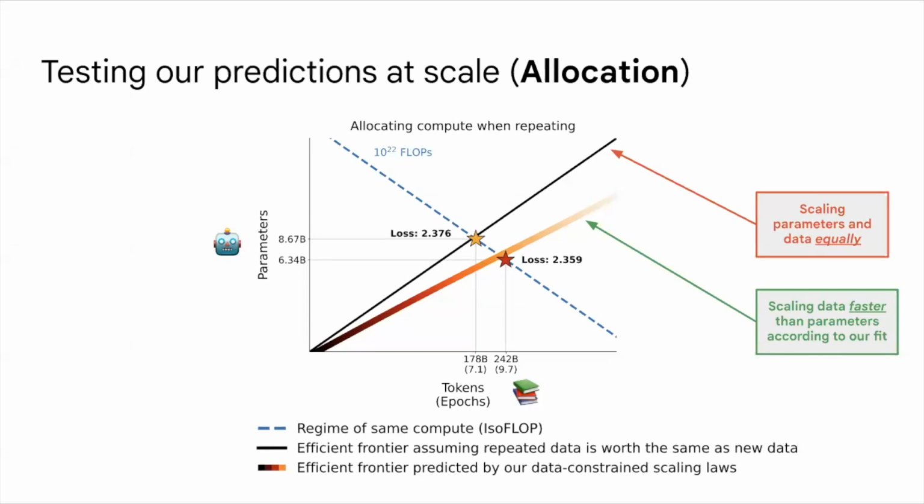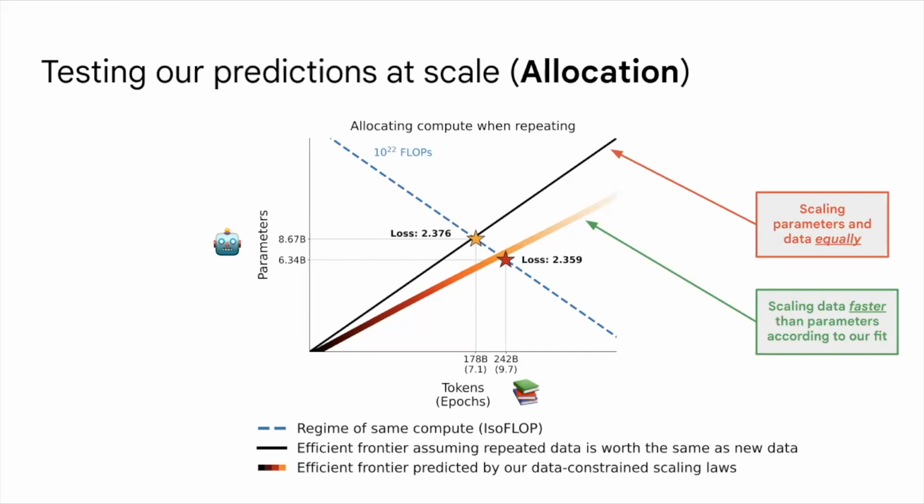And then we train another model that lies directly on the efficient frontier predicted by our formula, the red star, and it has fewer parameters on the y-axis, 6.34 billion, however, much more data, 242 billion tokens. So that's 9.7 epochs. The unique data is the same. It's just that we do more epochs over that unique data, because our fit again suggested that, in that regime, you want to scale compute allocated to data, extra repetitions over your data, faster than excess parameters.